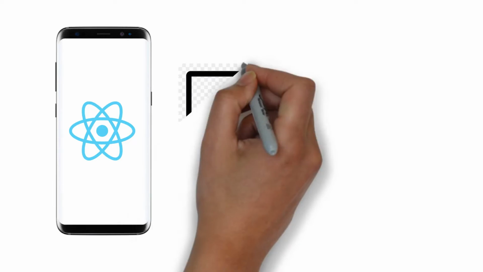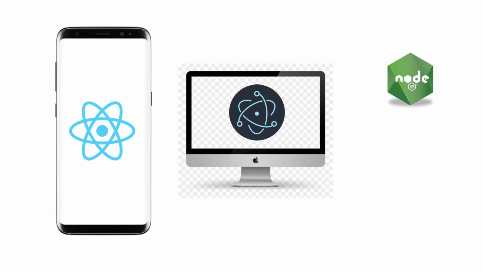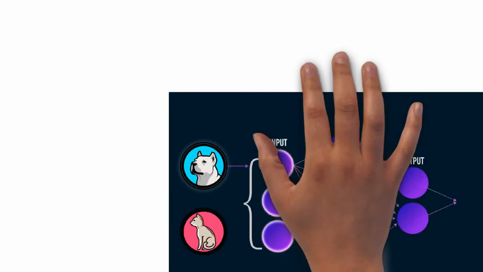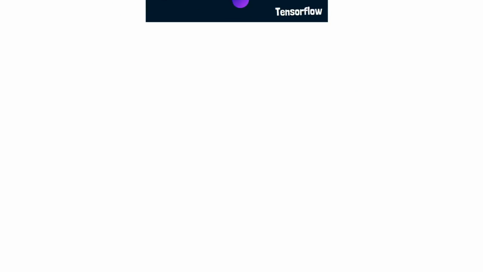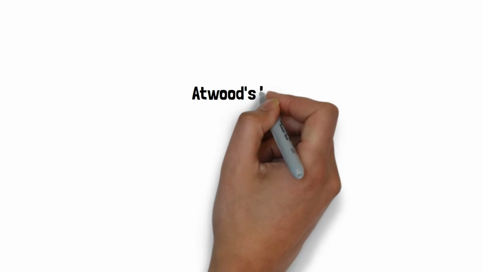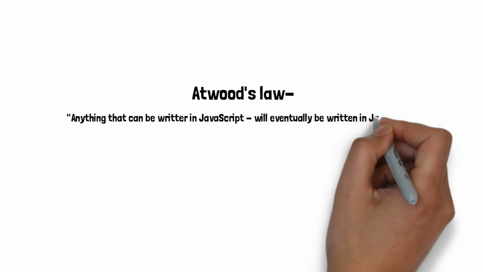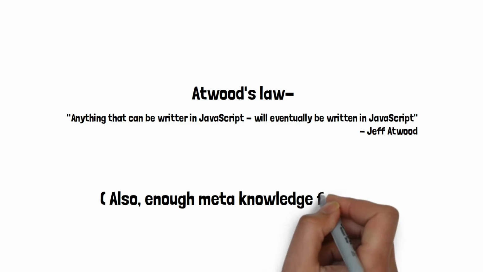Despite being initially aimed at only building websites, nowadays popular frameworks like React Native and Electron allow you to also make mobile and desktop apps with it. And you can use Node.js to run it on your server. Nowadays, you can also use it for machine learning using TensorFlow, and it's always spreading to even more things. This is because in programming, there is a law which states anything that can be written in JavaScript will eventually be written in JavaScript.